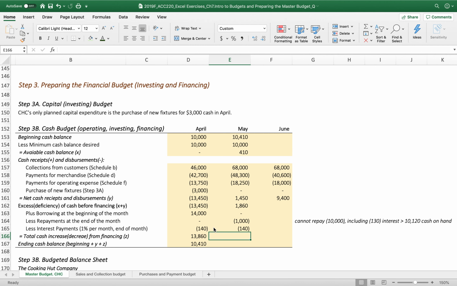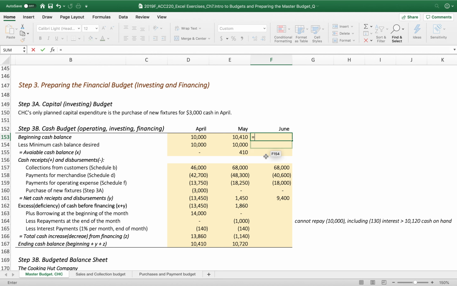So the total amount of cash increase or decrease from financing is decreased by 1,140, right? And then ending balance, how do you calculate ending balance? The beginning balance plus net cash receipts or the disbursements, 1,450, right? And plus total cash increase or decrease, Z. Here you go. So 10,720 is ending cash balance at the end of May, right? At the end of May.